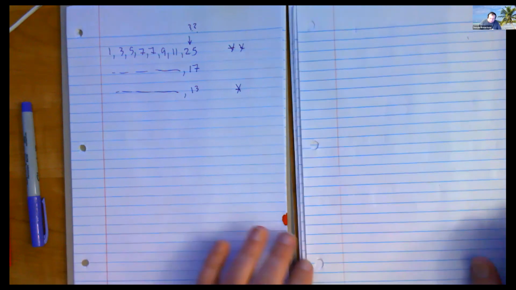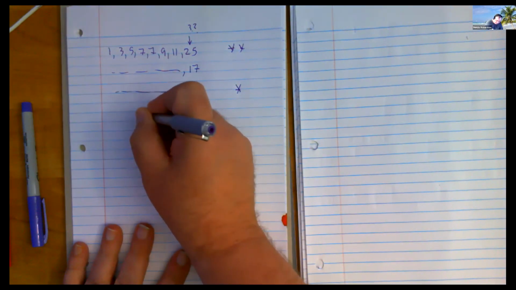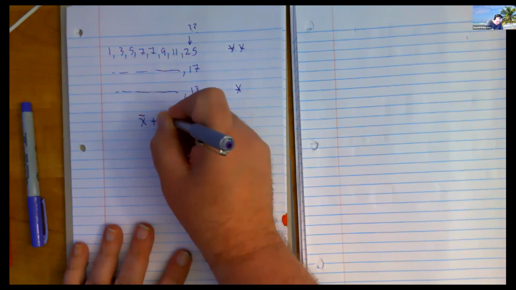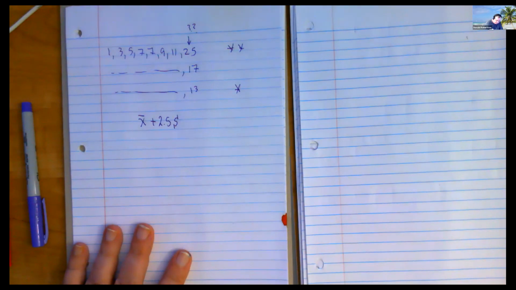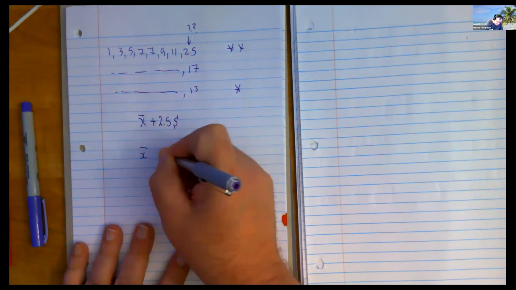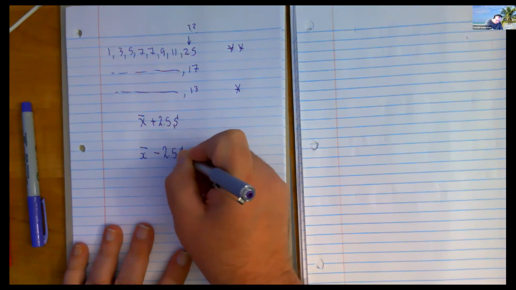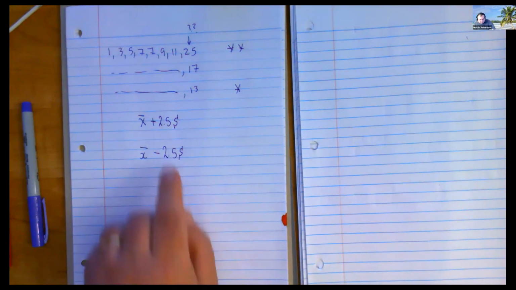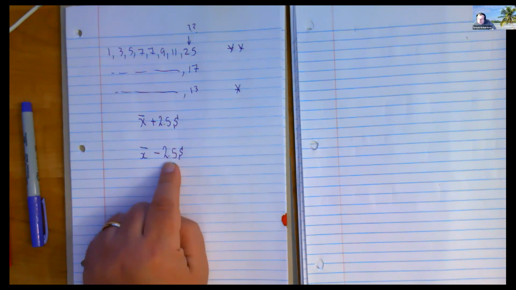And this is going to be the one that the textbook uses. You're going to get the mean and you're going to add 2.5 standard deviations. And you're going to get the mean and you're going to take away 2.5 standard deviations. If you are bigger than this guy, you're an outlier. If you're smaller than this guy, you are an outlier.